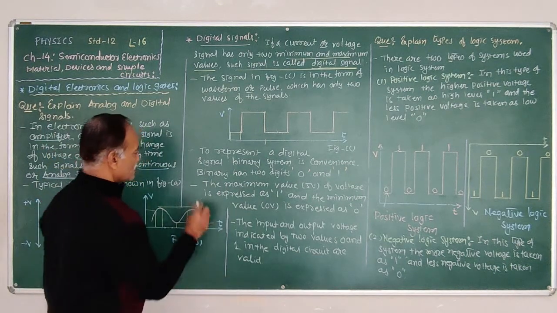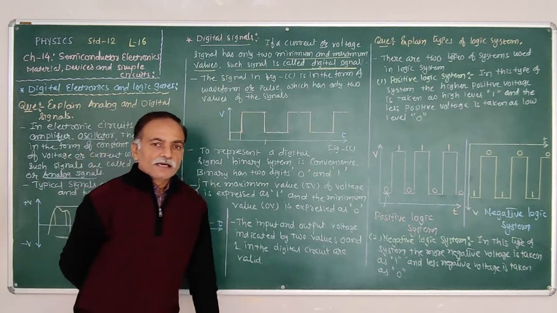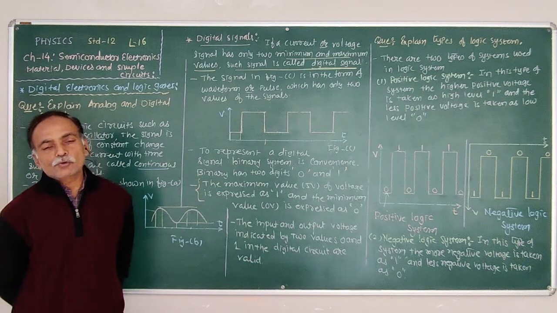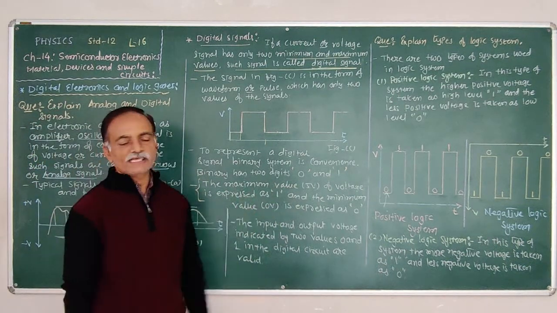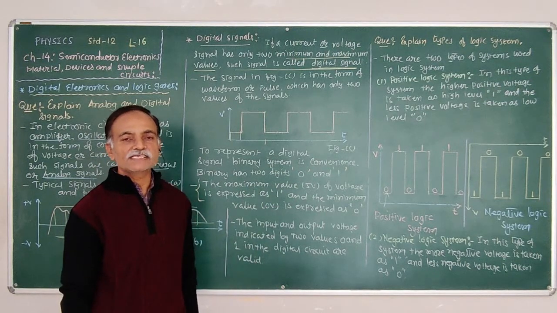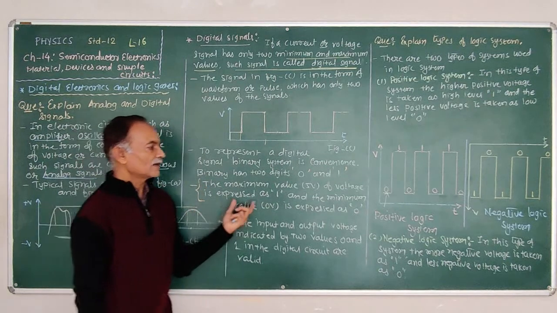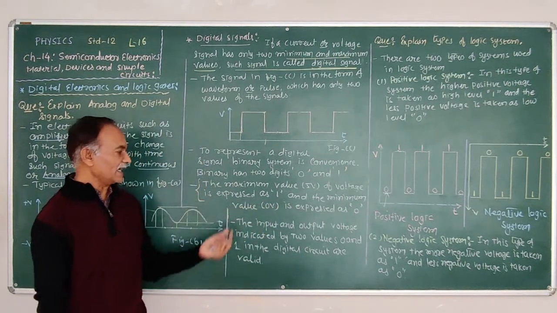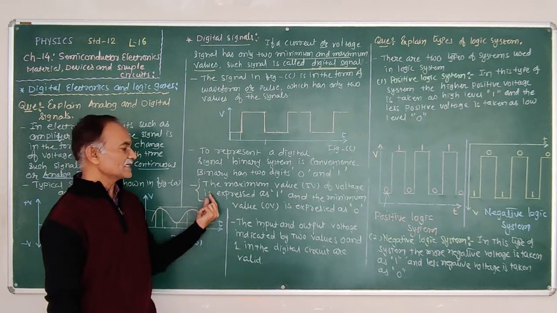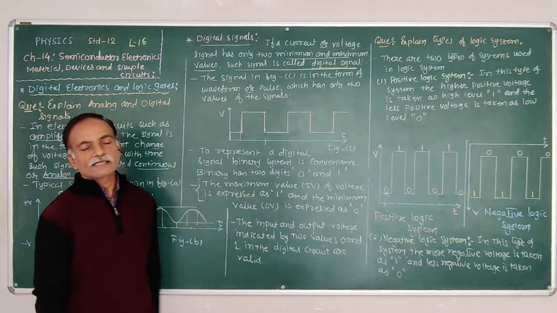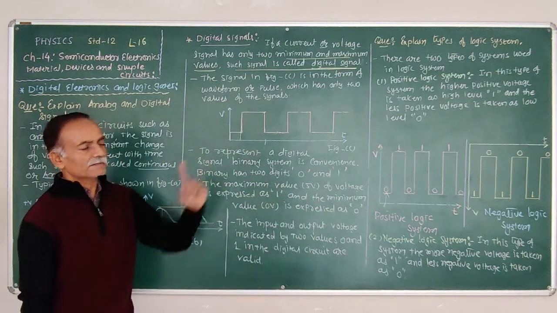In a logic gate, we obtain either of the two values, maximum or minimum. Due to that reason, the maximum voltage is 5 volt and the minimum voltage is 0 volt. So this type of logic signal or digital signal is used in a logic gate, and therefore the maximum value, 5 volt, is expressed as 1 and the minimum value, 0 volt, is expressed as 0 in the case of a logic gate.